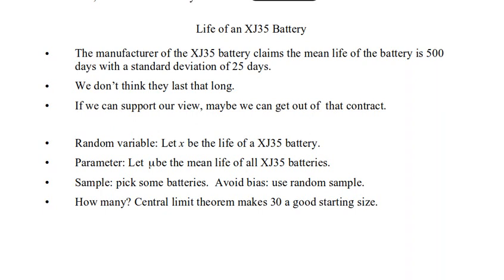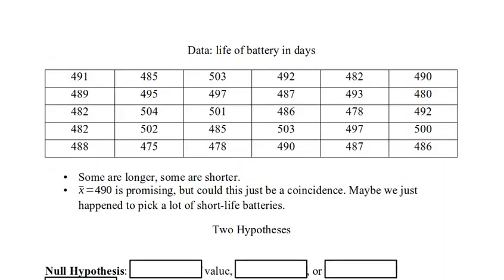We're going to pick a sample. We're going to use a random sample to avoid bias. We should probably choose 30 according to the central limit theorem. So let's start by looking at our data. So this is for the 30 batteries that we collected, how long they lasted in days. So that first battery lasted 491 days, and it looks like the last one 486.